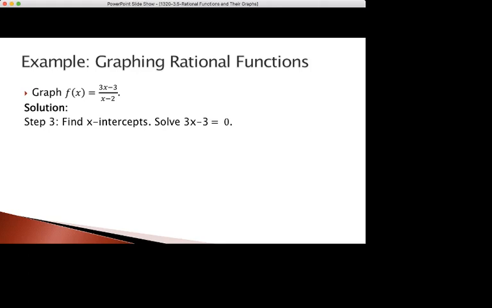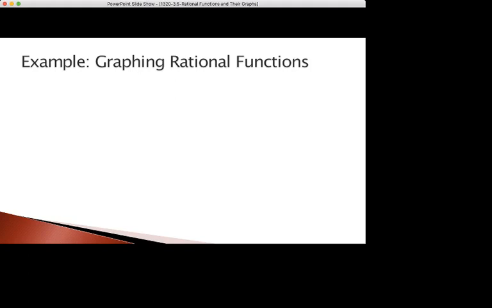Now, since we found the y-intercept, we have to go find the x-intercepts, otherwise they're just going to get jealous. So we need to solve 3x minus 3 is equal to 0, because 3x minus 3 is our polynomial in our numerator. So we set it equal to 0, move that 3 over, divide both sides by 3, and we find that our x-intercept is simply x equal to 1. It's all good information.